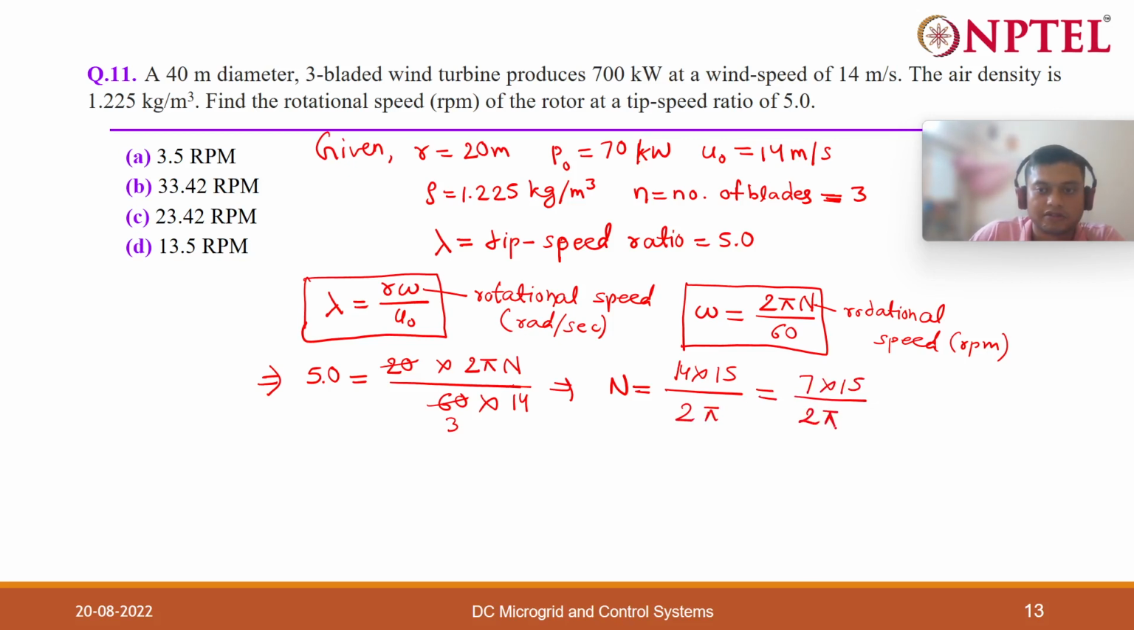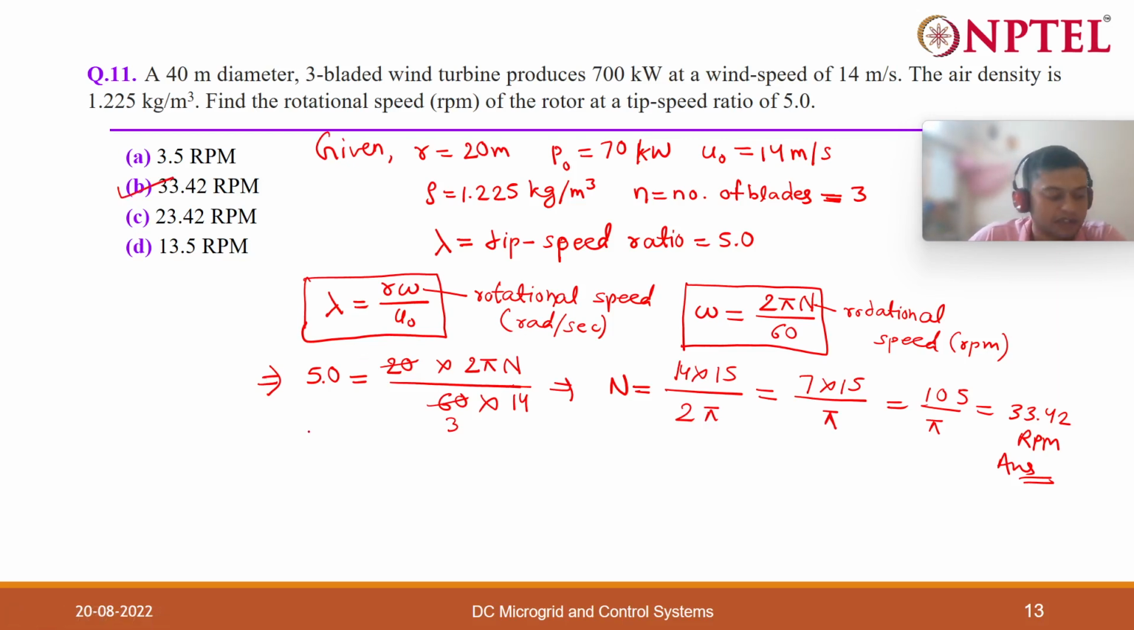So 105, sorry, divided by pi, that comes out to be 33.42 RPM. So the correct answer is B.